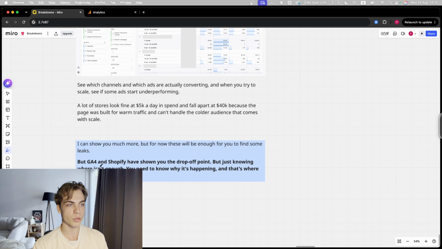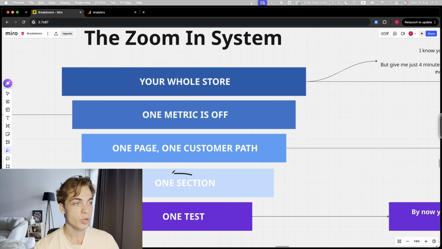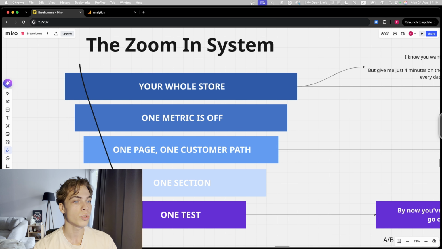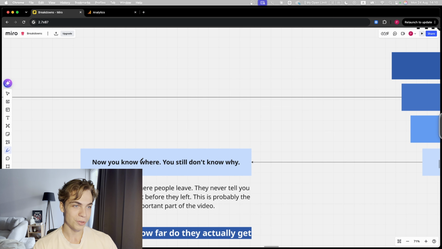But Google Analytics and Shopify have shown you the drop-off points, and just knowing where isn't enough. You need to know why this is happening, and that's where the next tools come in. So now you've figured out the one page, the one customer path that you want to look at in more depth, and now we're going to find, for example, the one section that is causing the problem. You see, we're zooming in. We went from the whole store to one section now, right? So now you know where, but you still don't know why.